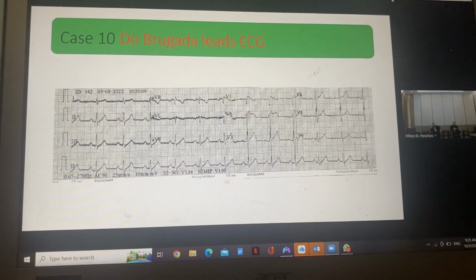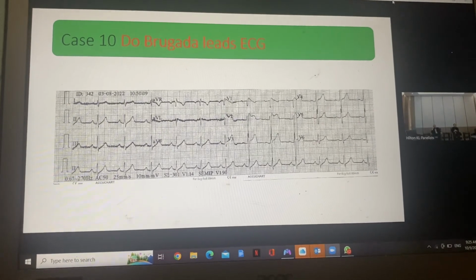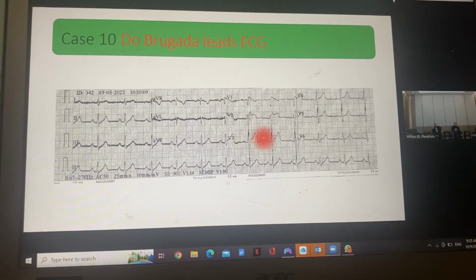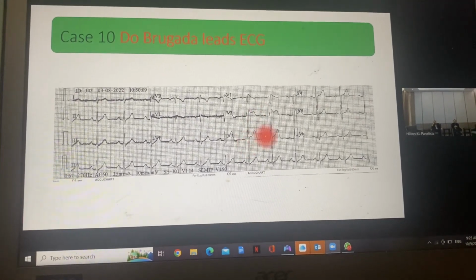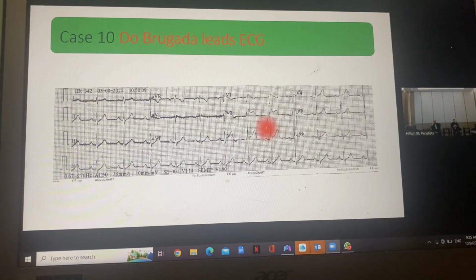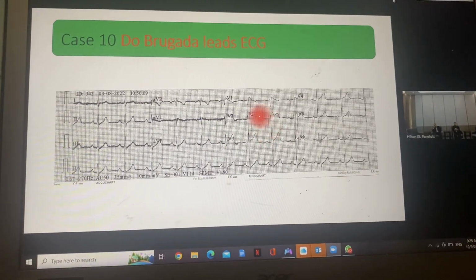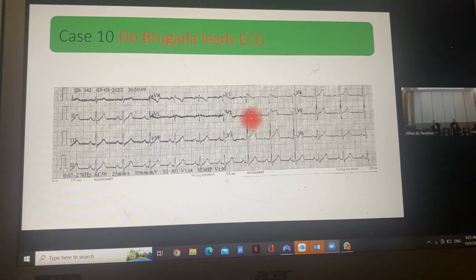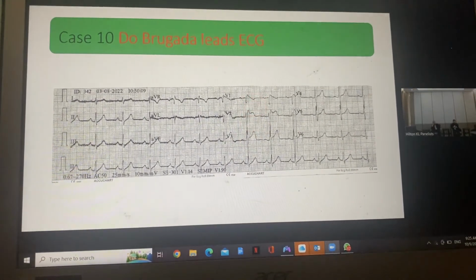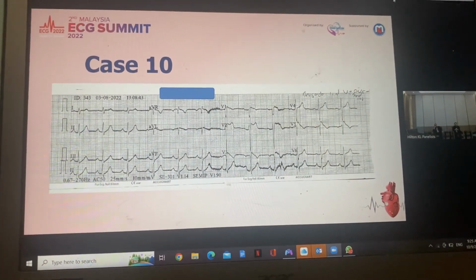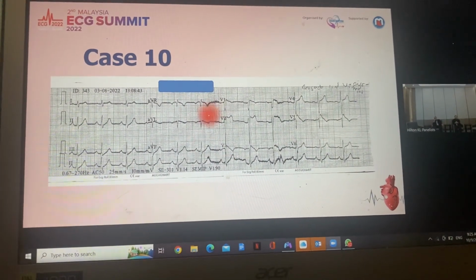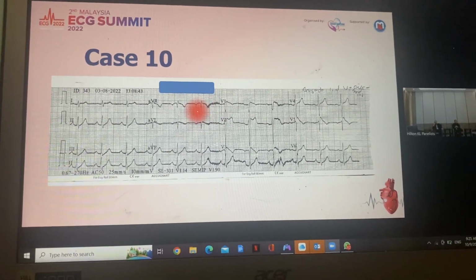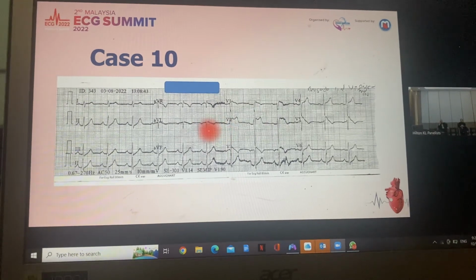So the last question for intermediate is case number 10. I believe everyone can appreciate this, almost like a Brugada ECG. We can see ST elevation of more than 2 millimeter boxes. But then again, how do we differentiate between type 1, type 2 or type 3? Because it's almost like a camel shape, but it's almost like a coved shape. So what I did, I proceeded with a Brugada lead ECG. That's why I said the answer will be to determine the type of Brugada morphology, it is best to repeat with a Brugada lead ECG.